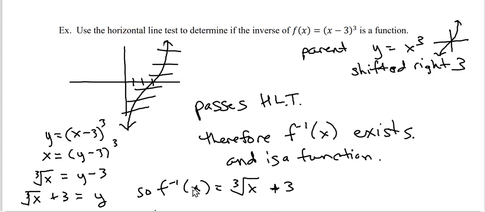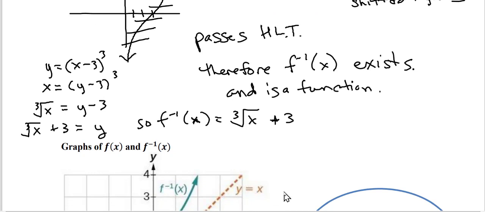So I'm thinking here about the steps. If you evaluated this, you would subtract 3, then cube. You're kind of undoing that, right? The cube root and the plus 3 undo that.